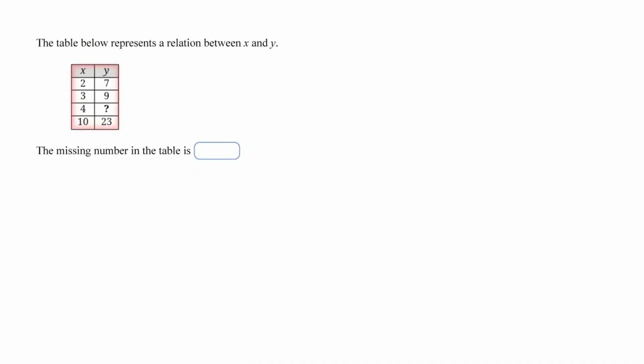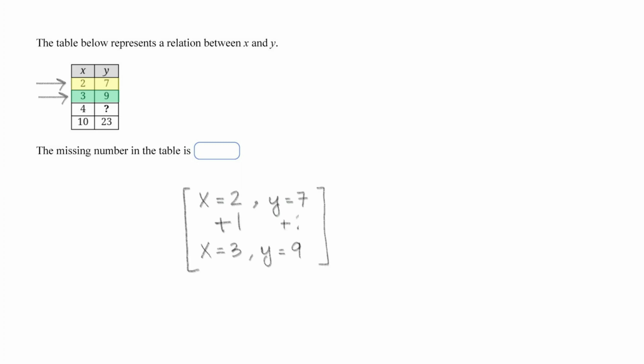Let's take a look at this table together. We need to figure out the pattern between x and y to find that missing number. The easiest and fastest way to solve this is to look at how y changes when x goes up by 1. Let's look at the first 2 rows. When x is 2, y is 7. When x is 3, y is 9. Notice that when x increased by 1, y increased by 2, since 9 minus 7 equals 2. This tells us that for every step x takes, y jumps up by 2.